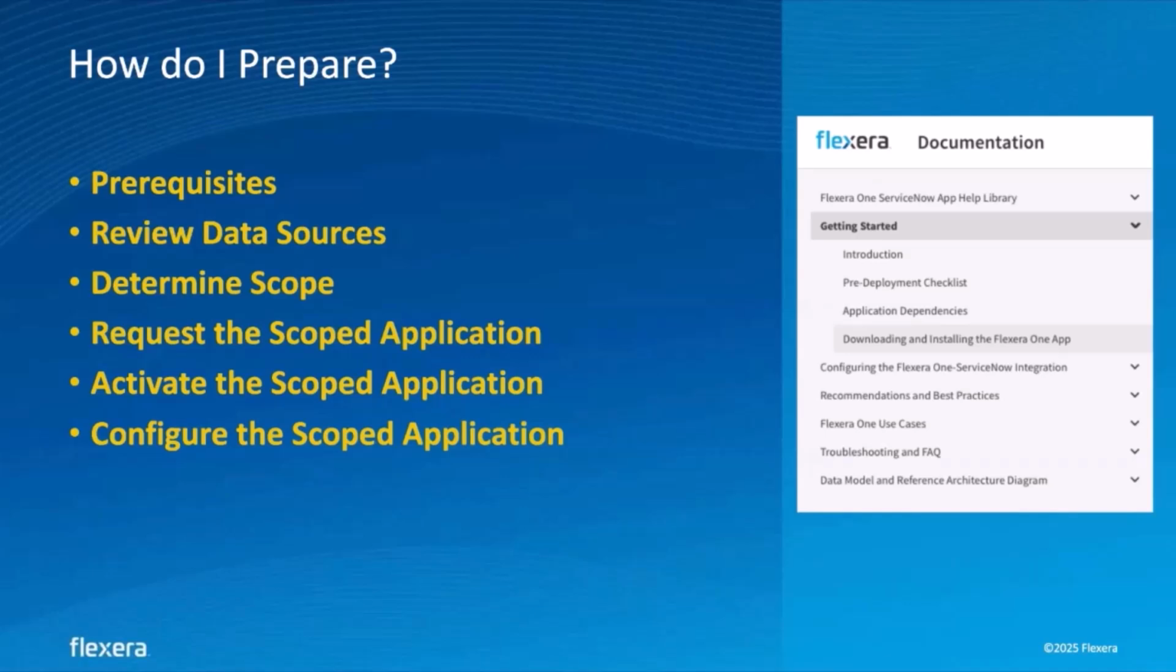Next, you are ready to request the scoped application. To do so, navigate to the ServiceNow store and request the application. Remember to always start in a non-production environment first. Once you receive confirmation of your request, you can go to your ServiceNow instance and activate the plugin. Once the application has been activated, be sure to review the integration properties and enable the features that you want.